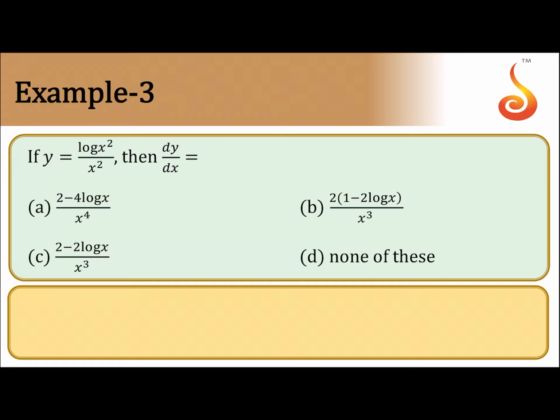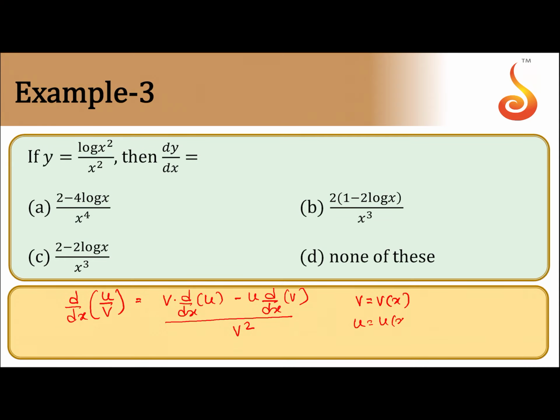And denominator both are functions of x, we do quotient rule. What do you mean quotient rule? d/dx of u/v is v into d/dx of u minus u into d/dx of v, whole divided by v squared, where v equals v(x) and u is equal to u(x).